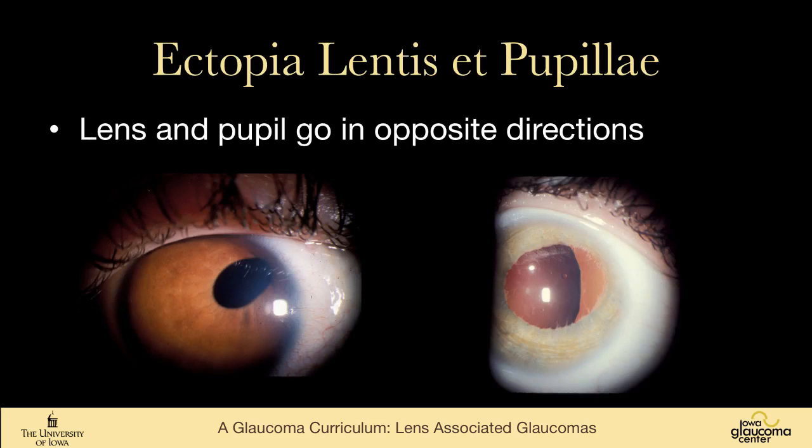There is an uncommon condition called ectopia lentis et pupillae, in which the lens and the pupil go in opposite directions. So in this patient, the pupil is going up and out and the lens is going down and in. This is an autosomal recessive condition and is quite uncommon.